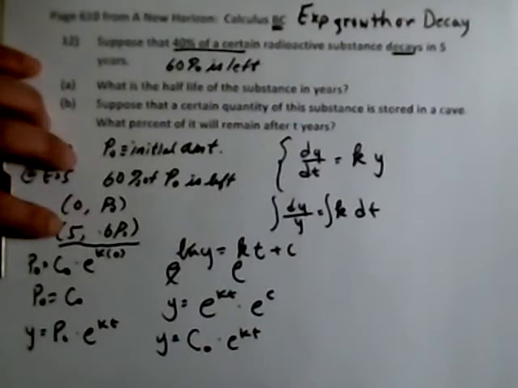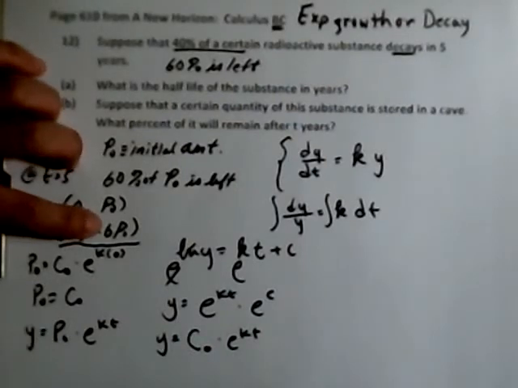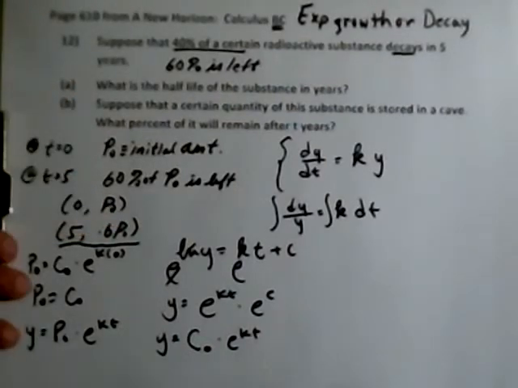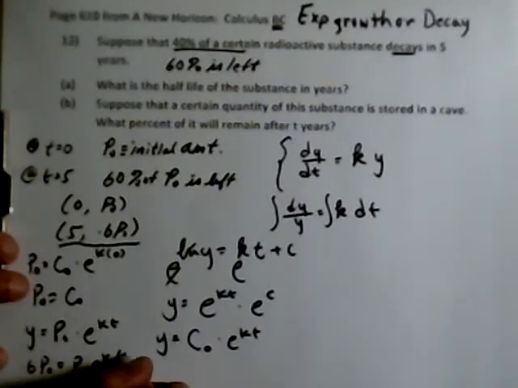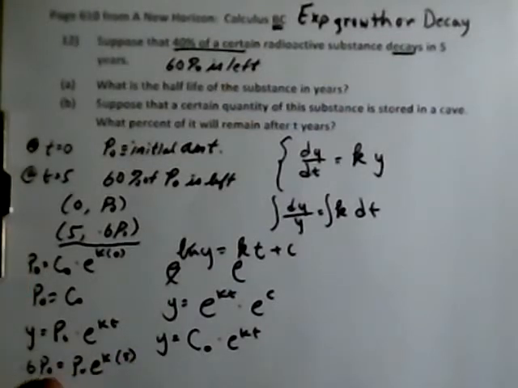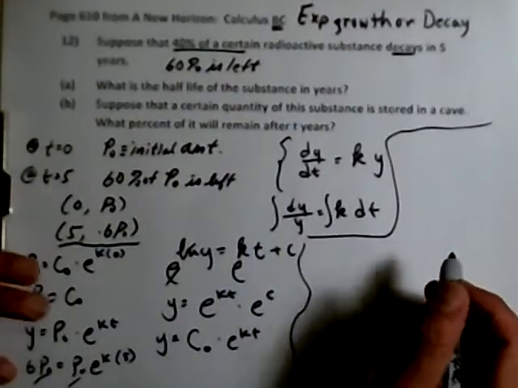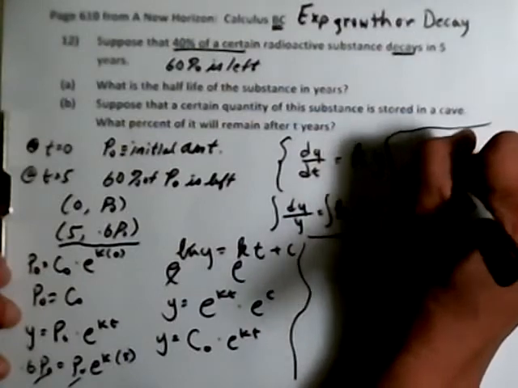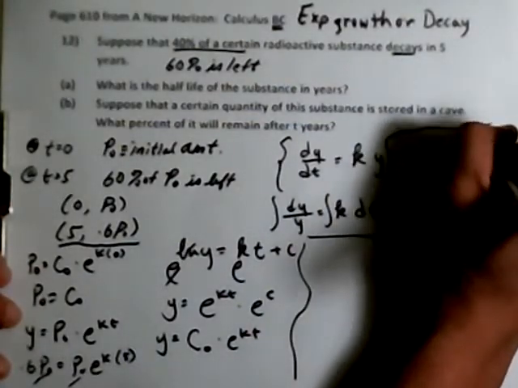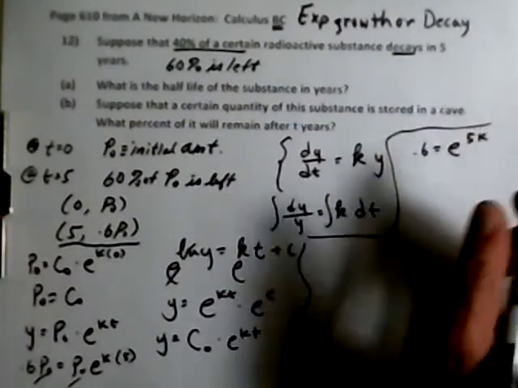And now we're going to use this point right over here. That's the decay. In 5 years, it's going to be only 60% of what's left. So plug it in here: 0.6 times P naught is equal to P naught times e to the k times 5. And you notice that the P naughts cancel at this stage. So 0.6 is equal to e to the 5 times k.